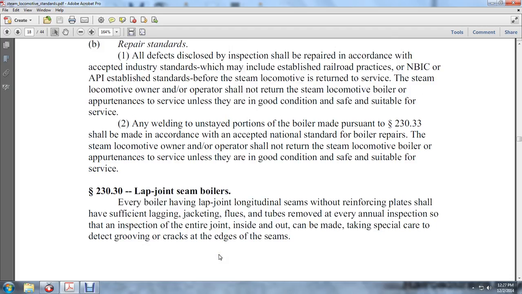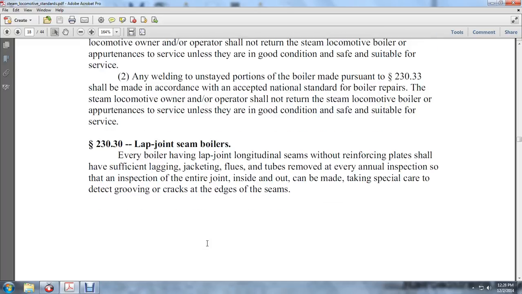230-30, lap joint steam boiler. Every boiler having a lap joint as a longitudinal seam without a reinforcing plate shall have sufficient lagging, jacketing, and flues removed at every annual inspection, so that the entire joint, inside and outside, can be inspected, taking special care to check for defects, grooving, cracks, and the edges of the seam.